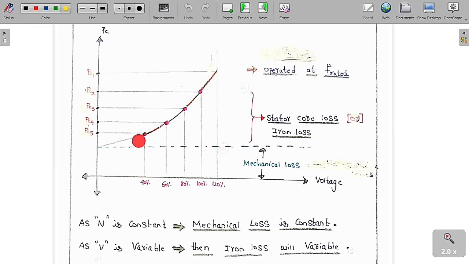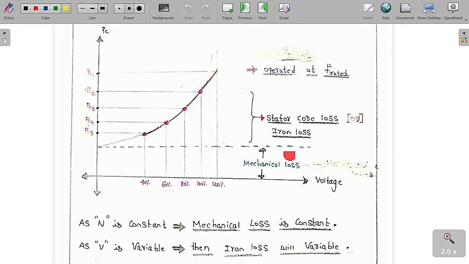Try to approximate and draw up to a certain point. Do the interpolation, and you are going to get this point. This is a constant point. From here draw a straight line. This is called the mechanical losses, because the mechanical loss is proportional to the speed. As the speed changes, the mechanical losses change, but the speed is almost constant for every case, so the mechanical loss is also constant. This is called the mechanical loss, and the remaining part is called the stator core loss, or iron loss. So listen carefully.